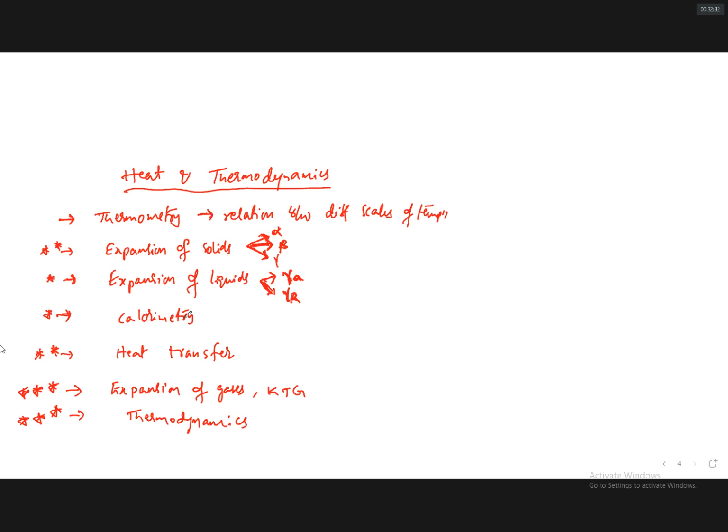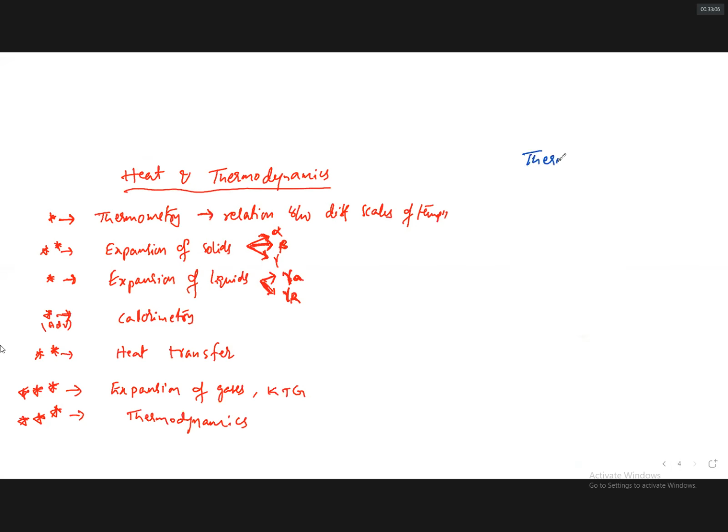Calorimetry is important for advanced: heat loss and heat gain and method of mixtures problems. And thermometry sometimes. The most important are KTG and thermodynamics, for mains as well as advanced also. So for advanced, we need to check calorimetry and then go for solids, heat transfer, liquids and thermometry. This is the order.